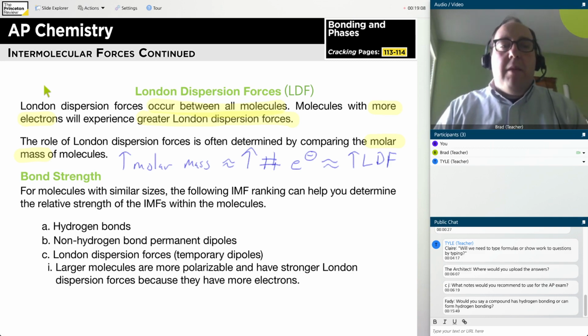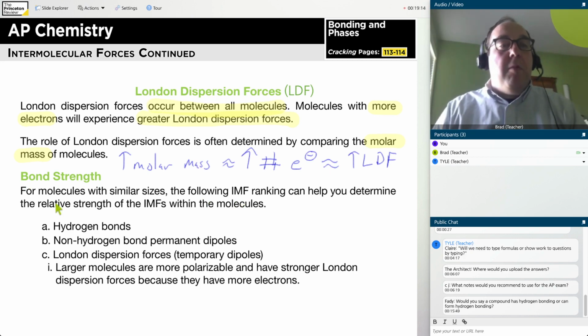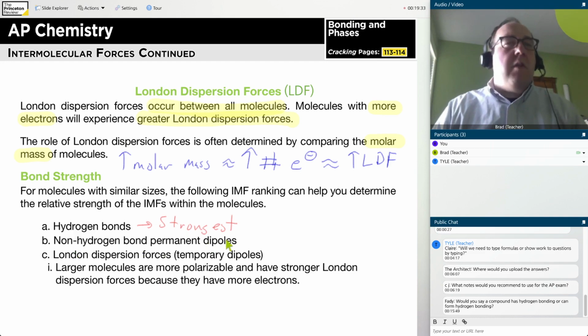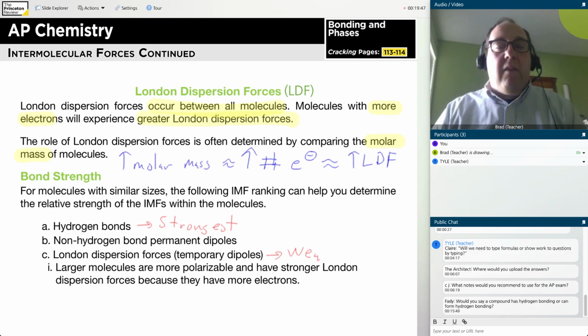So let's take a look down below here where they're saying for molecules of similar size, the intermolecular force ranking below can help you determine the relative strengths. The first and the strongest here is hydrogen bonding. That is going to be the strongest intermolecular force that you're going to come across, all right? So if you find hydrogen bonding in a molecule, you would predict that it would have very strong intermolecular forces. The second one here, non-hydrogen bond permanent dipoles, that's just those dipole-dipole forces. That's the very broad class, right? So B is the broad class, A is a very strong subset of that. And then finally, we get to London dispersion forces, which are known as temporary dipoles. These are by far the weakest.